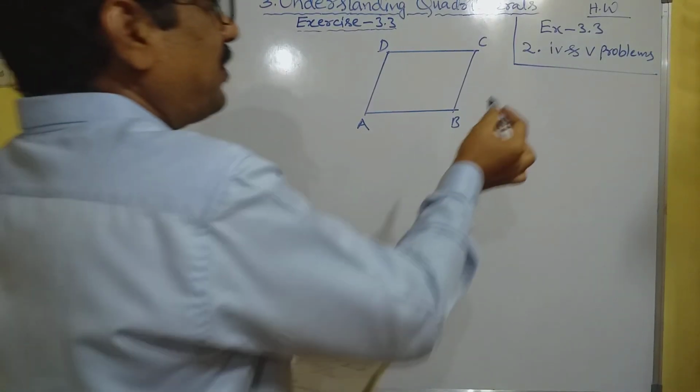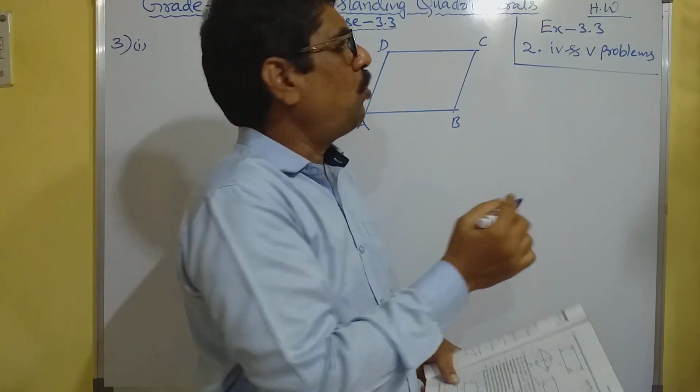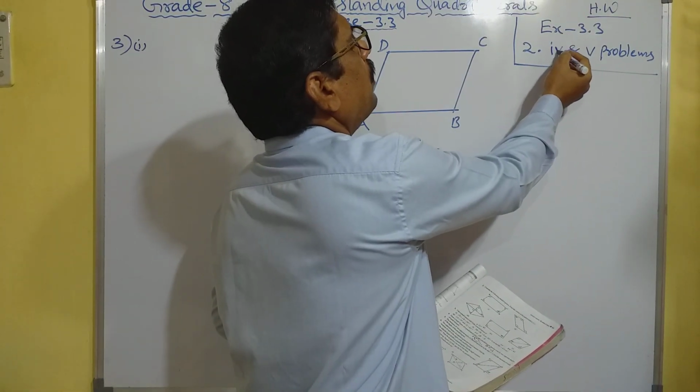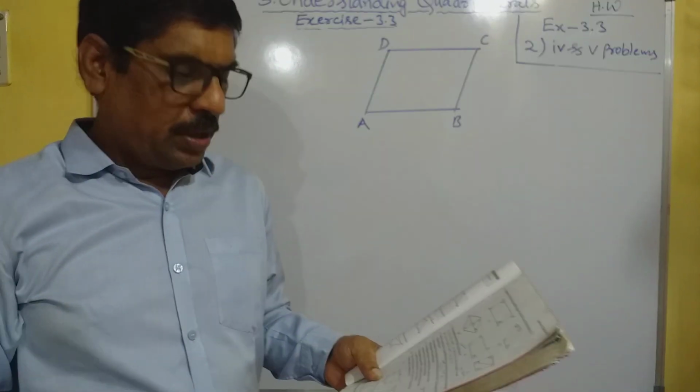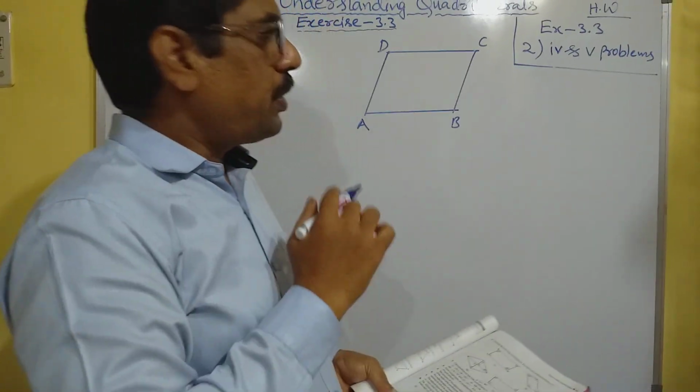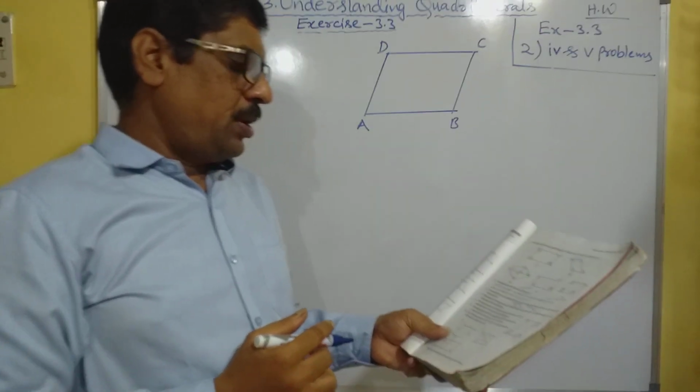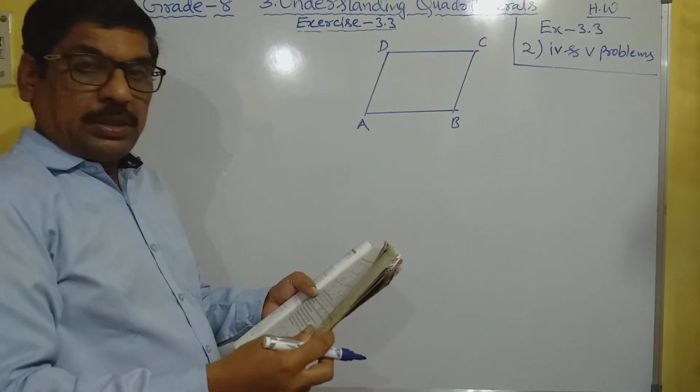Now, from exercise 3.3, the second Roman numeral, the fourth and fifth ones, you need to do as homework. Try to do them by yourself, and if you have any doubt, you can ask me and I'll clarify. Now, let us go with the third problem.